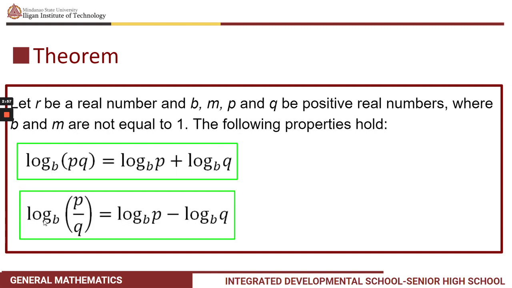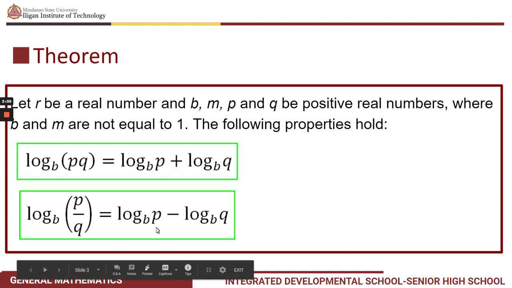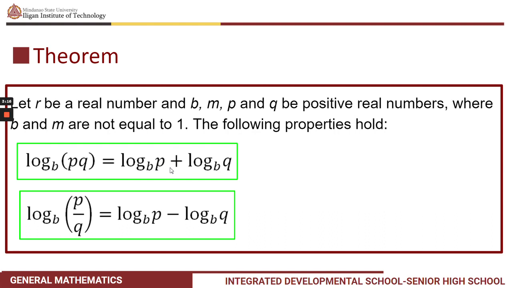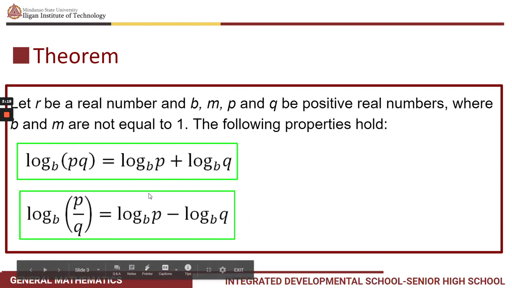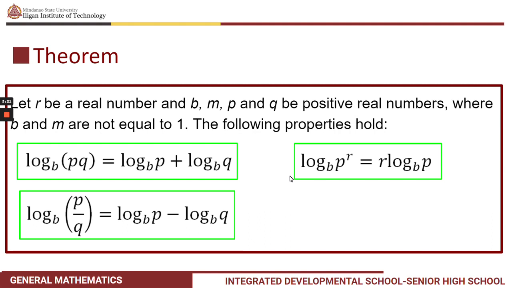We also have log with base B of the quotient of P divided by Q, which is just equal to the log with base B of P minus the log with base B of Q. Similar lang sila, no? The difference lang is here product. So kapag product, addition, and kapag division naman, subtraction. Another one is log with base B of P raised to R, which is just equal to R times the log with base B of P. So magiging coefficient lang yung exponent.